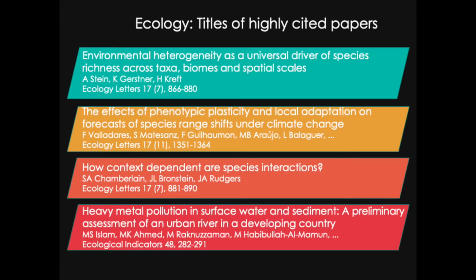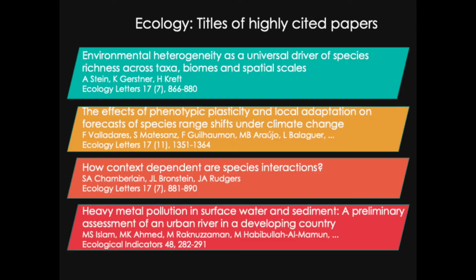So in the field of ecology, here's a title, it says Environmental Heterogeneity as a Universal Driver of Species Richness Across Taxa, Biomes, and Spatial Scales. So what type of title is that? That is a descriptive title. Another one is The Effects of Phenotypic Plasticity and Local Adaptation on Forecasts of Species Range Shifts Under Climate Change. Again, that is a descriptive title.